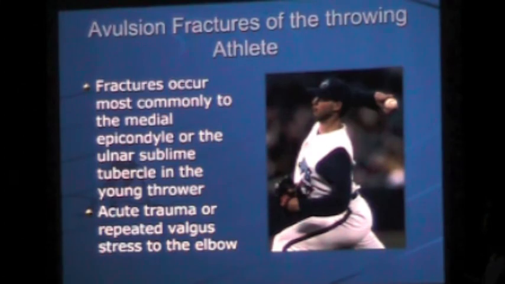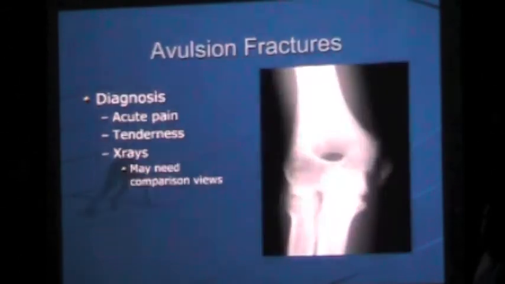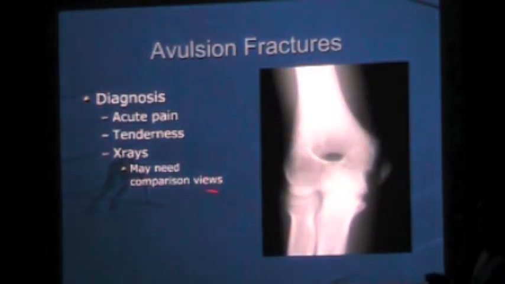So, fractures of the throwing athlete. These are avulsion fractures. They usually occur due to the high tensile stresses across the medial epicondyle, the medial side of the elbow, usually across the collateral ligaments pulling on the growth plates. It can actually cause a detachment of the epicondyle or a fracture of the epicondyle. This is what it looks like. Patients will show up with pain, tenderness, and decreased motion.